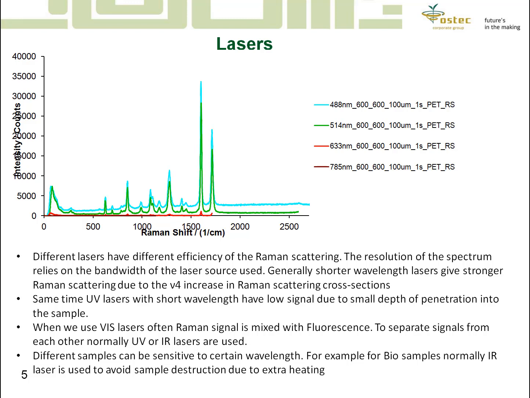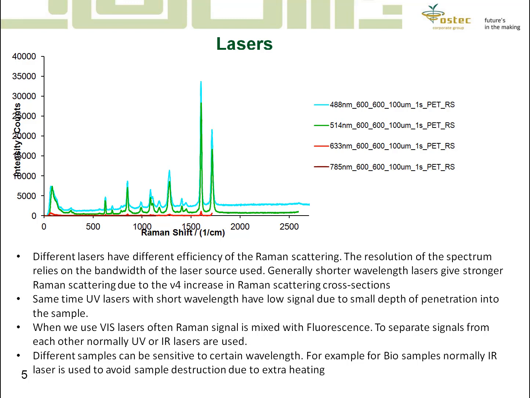In the visible range, typically there are green and red lasers, and what is important to know is that the efficiency of the Raman scattering process is proportional to the fourth power of the laser frequency. The shorter the wavelength of the laser, the higher the intensity, the higher the probability of the Raman process.